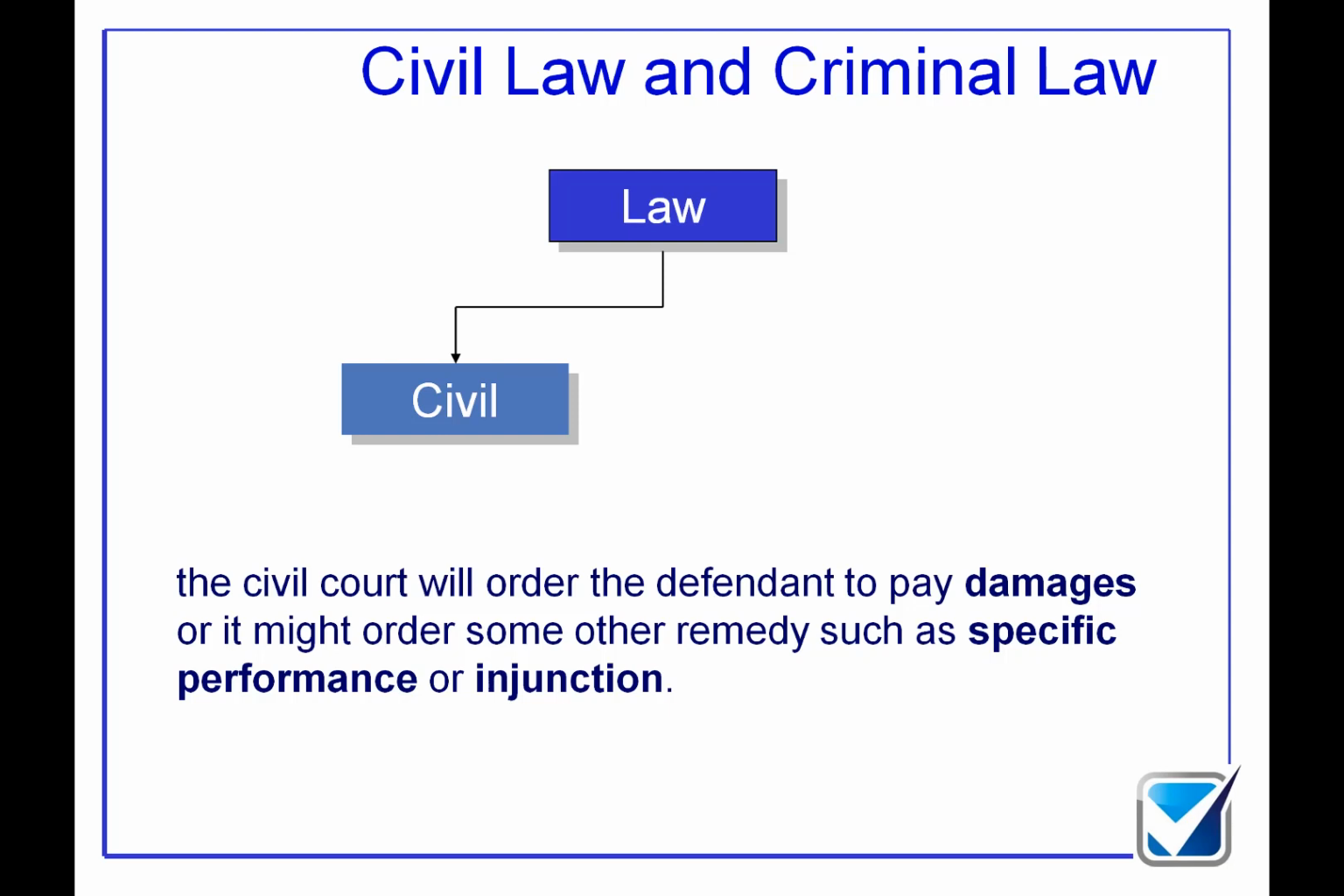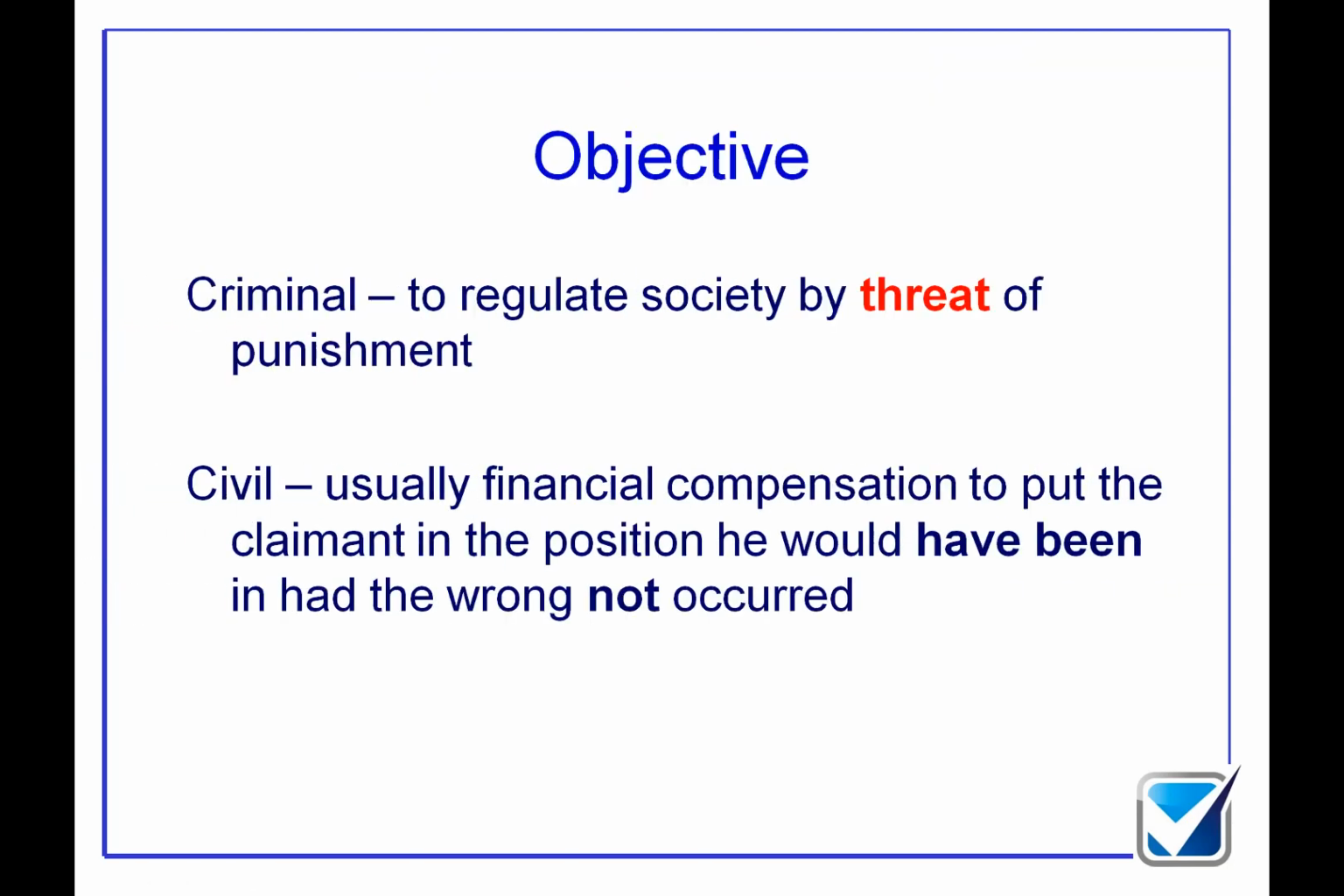Now, the two objectives that we have from these two separate legal systems are completely different. And this is really important to me. The criminal system is trying to regulate society through the threat of punishment. The civil system is trying to force compensation if we feel that it's the right thing to do. So the civil system has got a much lower burden of proof. The criminal system has got a very high burden of proof.